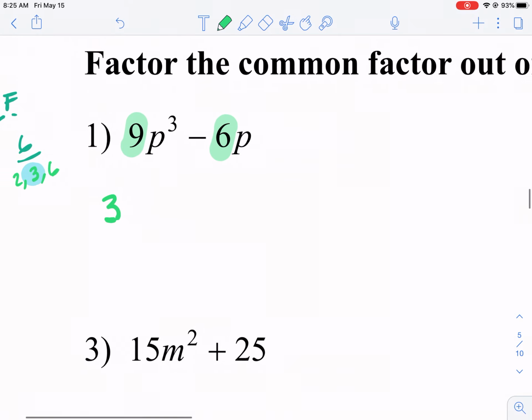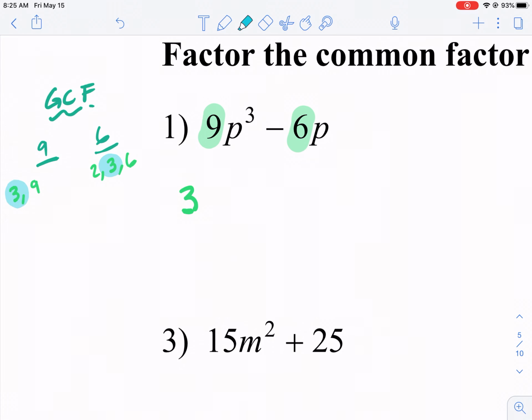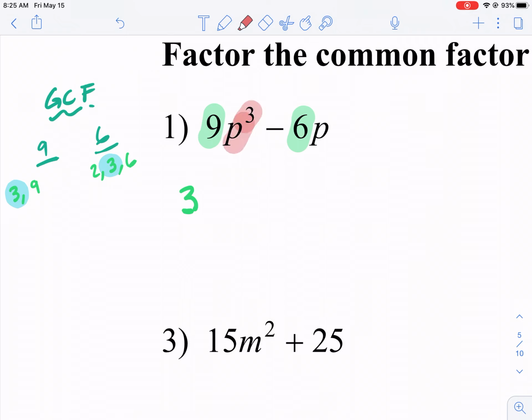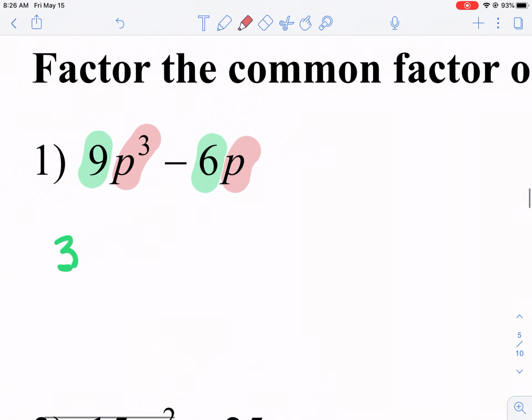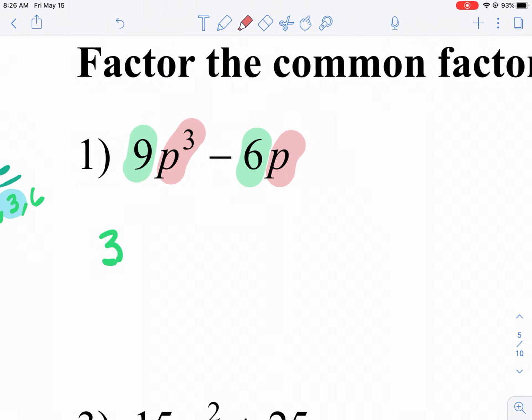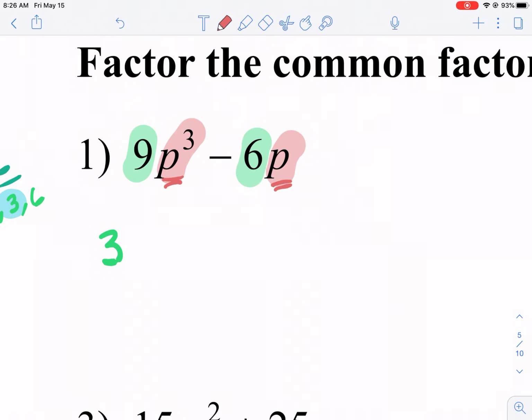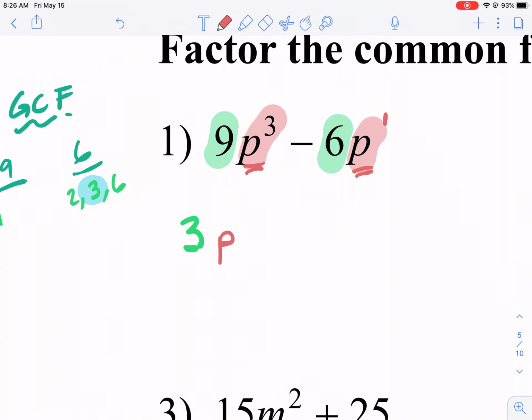Now, that's not it. We're not done. We also need to look at the variable. So let me get this pink out. Now we're looking at the variable, and we notice we have a p cubed and we have a p. Anytime you're looking for the greatest common factor with variables that have the same base, as they do here, you're going to use the p with the smallest exponent as the greatest common factor. So we're going to use p, or p to the first, however you want to think of it.